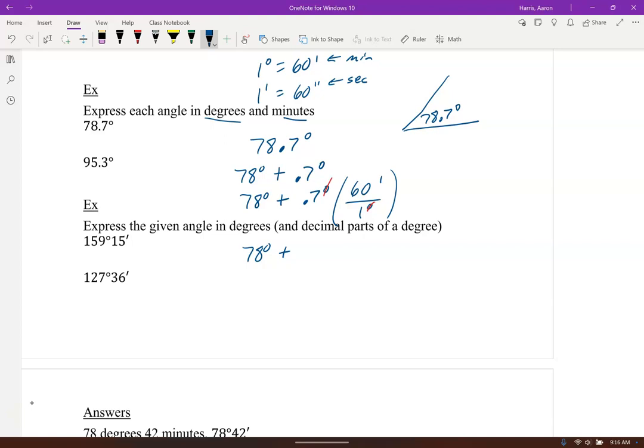0.7 times 60 gives me 42. And I'm in minutes. So then I don't have any more decimals anymore, so I stop right there. 78 degrees, 42 minutes, and I'm all done.